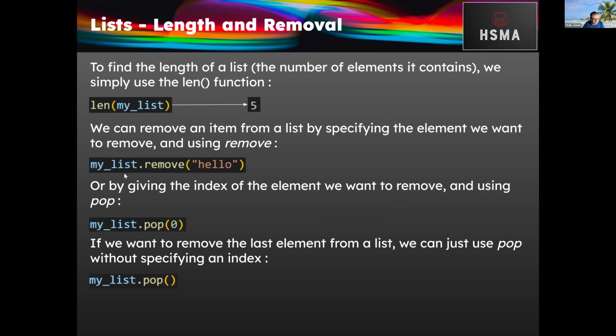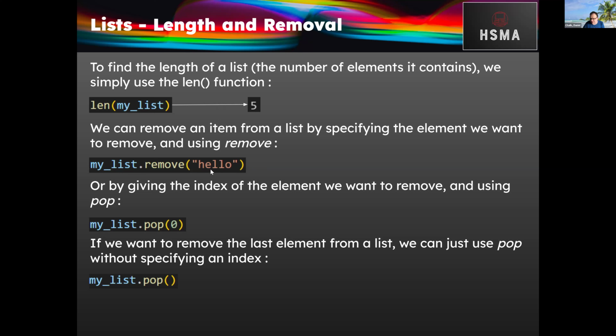So we give the name of our list, and then we call dot remove, and we then specify the element that we want to remove using the value. So it's the actual value of the item we want to remove if we use the dot remove method. So in this case, if I put that line of code there, that will remove hello from my list.